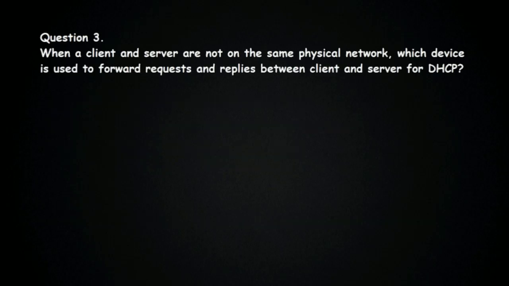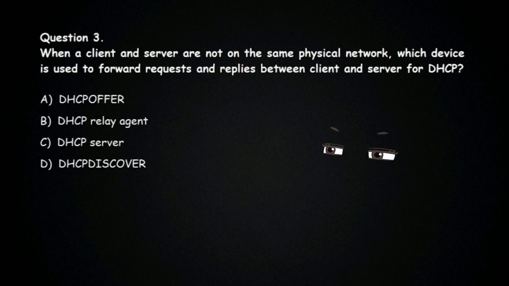Question 3. When a client and server are not on the same physical network, which device is used to forward requests and replies between client and server for DHCP? Options. Correct answer is B. DHCP relay agent.